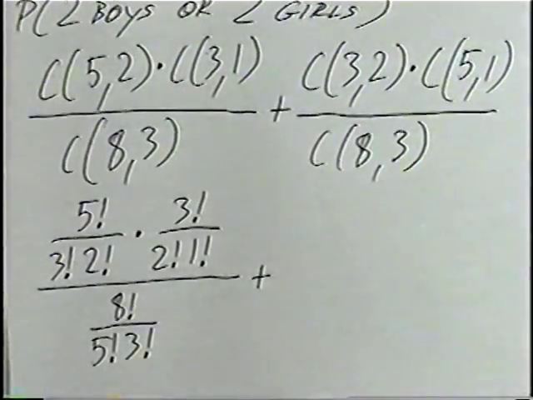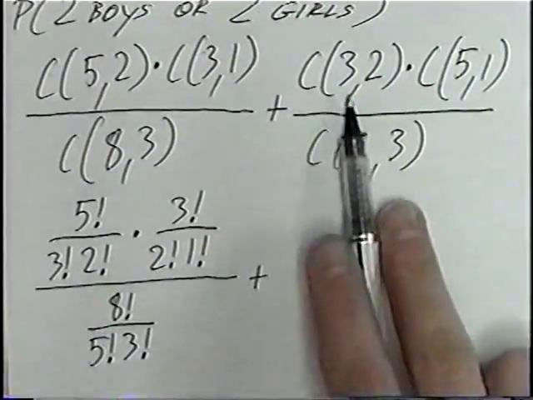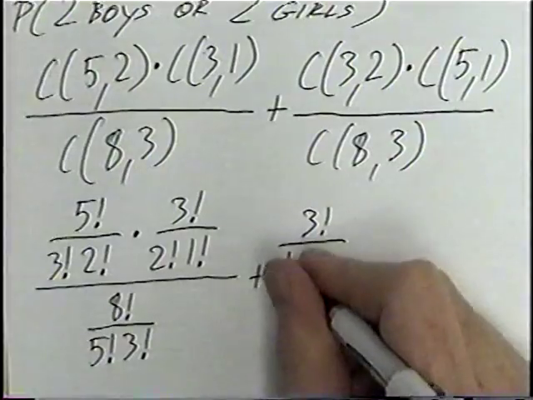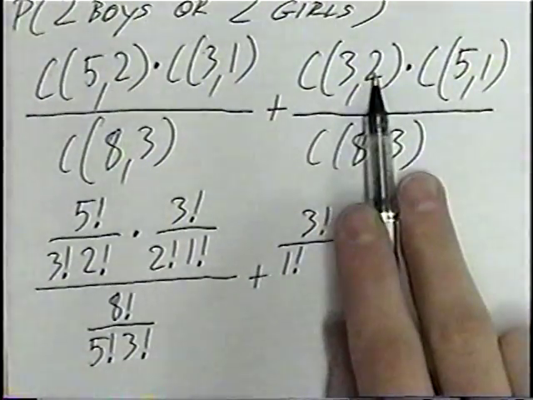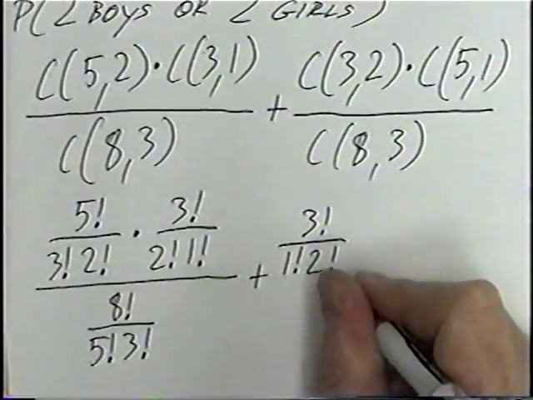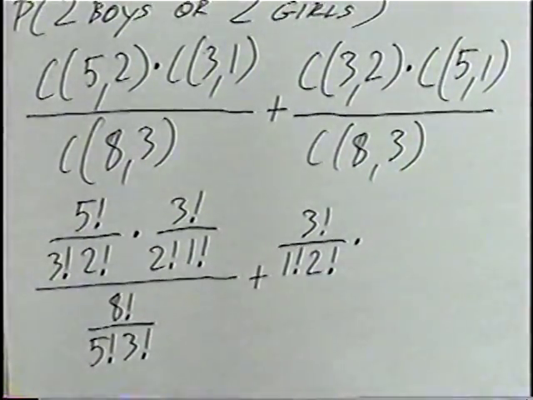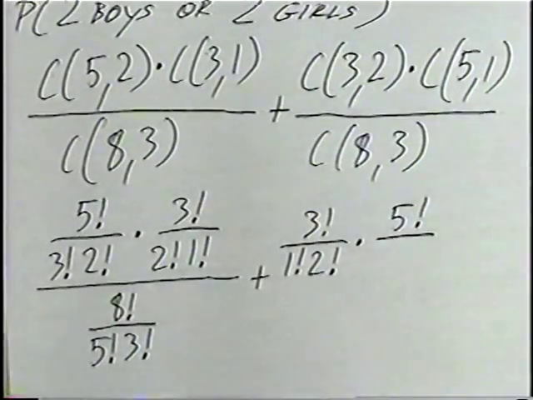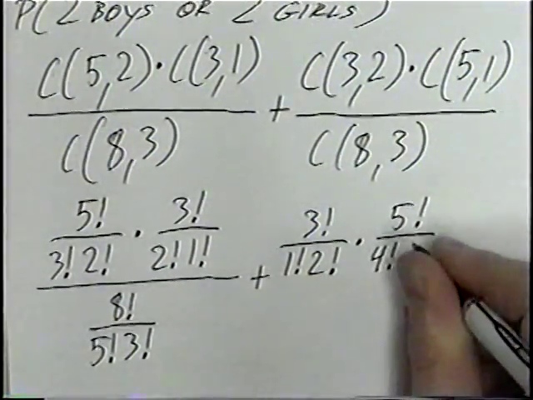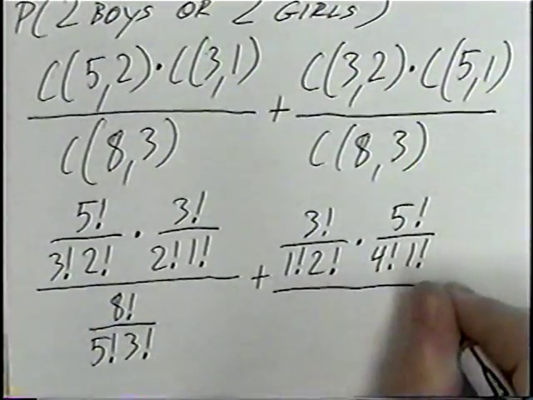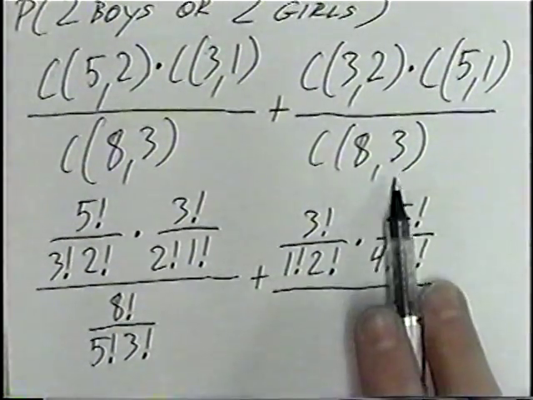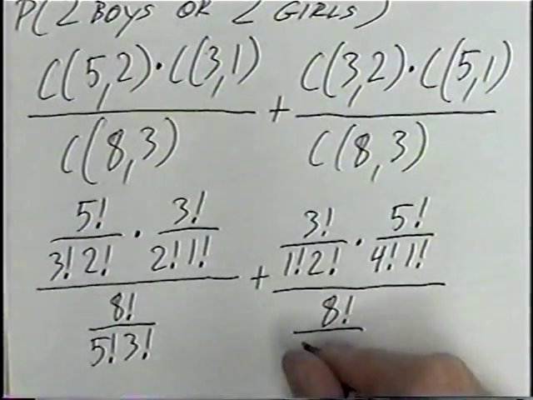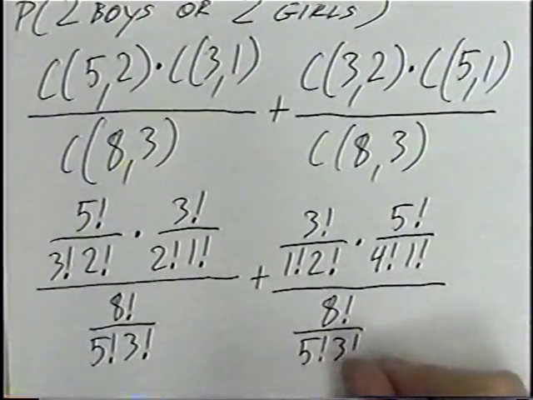The second fraction will add to that for the 2 girls. Combination 3, 2 would be 3 factorial, divided by, subtracting them, 1 factorial, and the extra 2 comes down for 2 factorial. Times combination 5, 1, which would be 5 factorial, subtracting would be 4 factorial, and the extra 1 factorial. The denominator, combination 8, 3, again is the same denominator, 8 factorial divided by 5 factorial and 3 factorial.